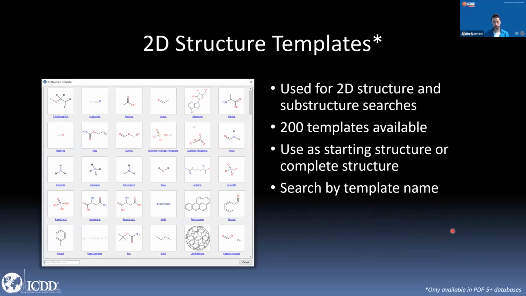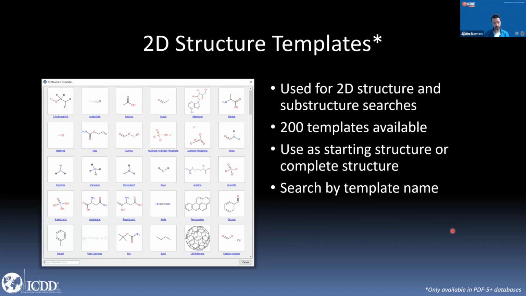Now, another new feature that we've added to the PDF5 Plus database are 2D structure templates. If you're a user who has used the PDF4 Organics database in the past, you might have known that there is a 2D structure search in the Organics database. This is because we have all those organic patterns and we allow the user to search on these different 2D structures. Now that we've combined the Organics database with the PDF4 Plus, we have put the 2D structure search in the PDF5 Plus database.